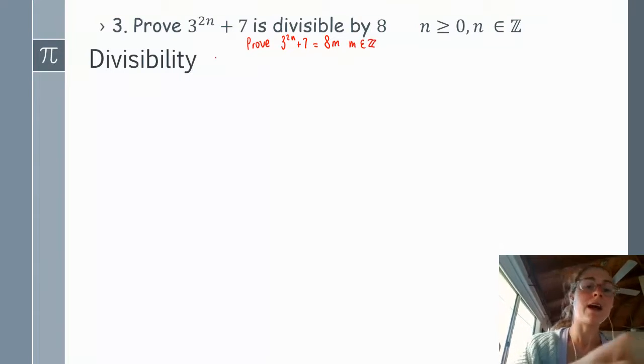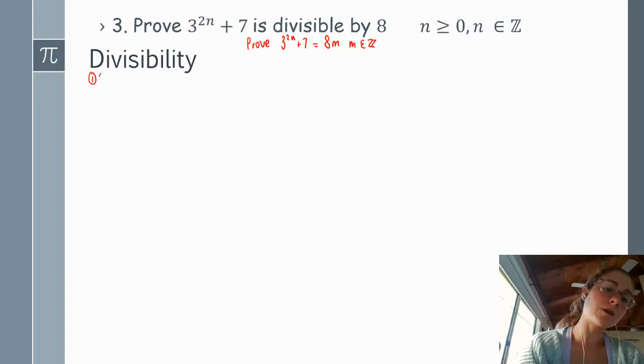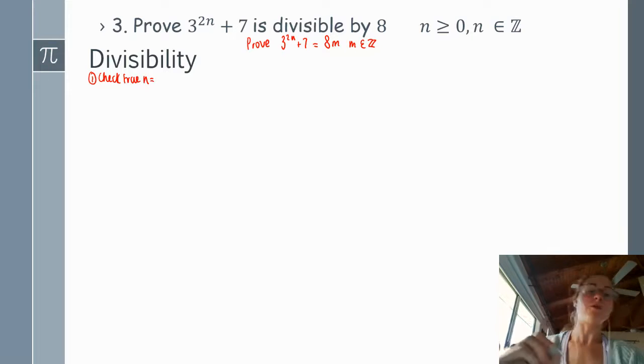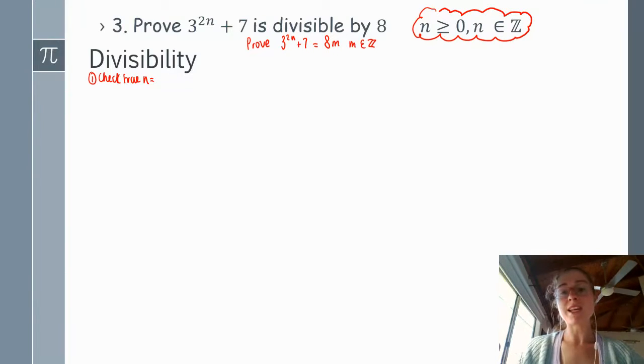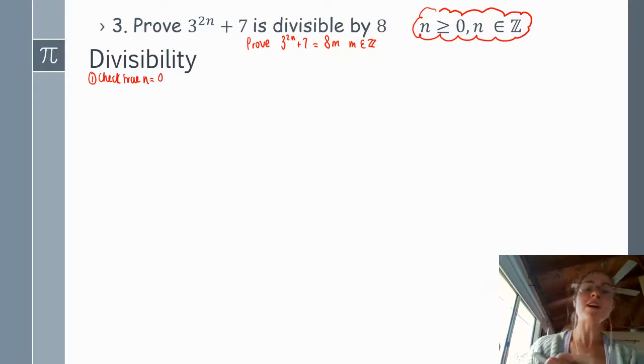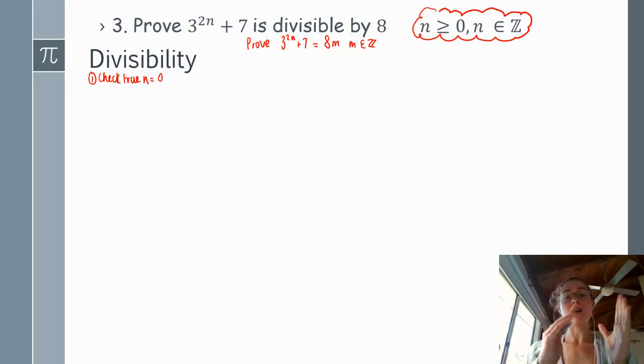Our first step, we check true for the smallest value of n. So what is the smallest value of n? We turn to our information right here, very useful. So n has to be an integer and it has to be greater or equal to 0. So what's the smallest number you know that is both an integer and greater or equal to 0? The answer should be 0. So everywhere I see an n, I'm going to plug in a 0, and hopefully 3 to the power of 2n plus 7, with n equals 0, is some number that's divisible by 8.